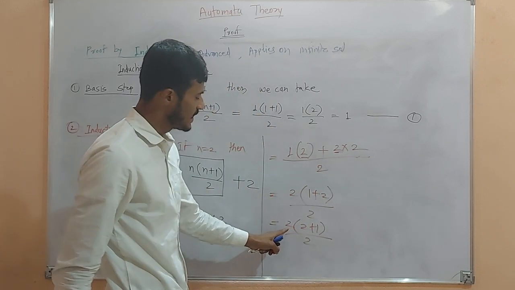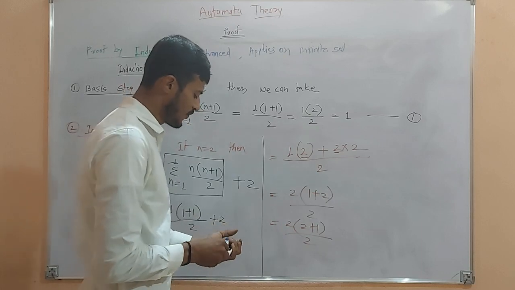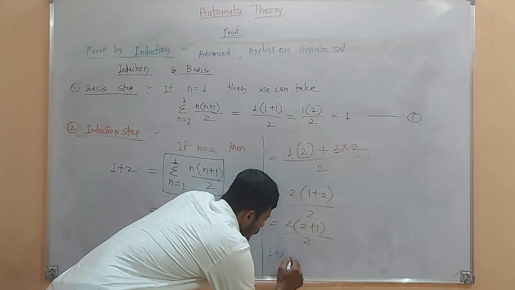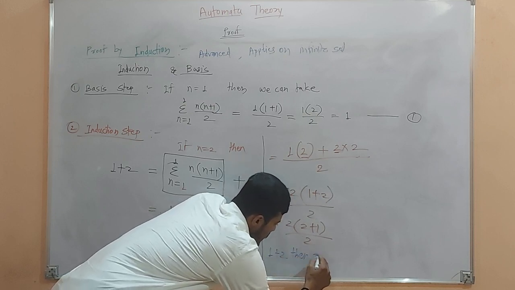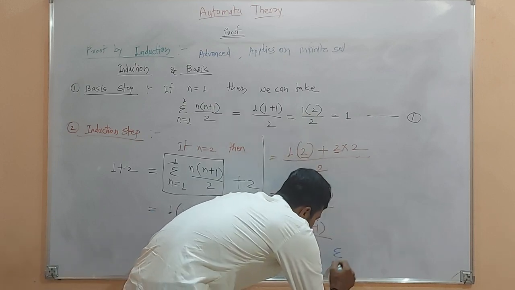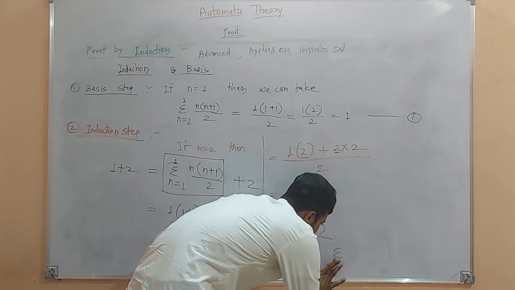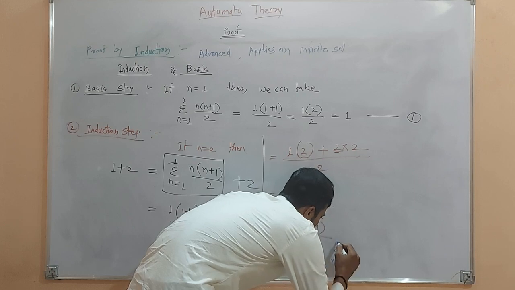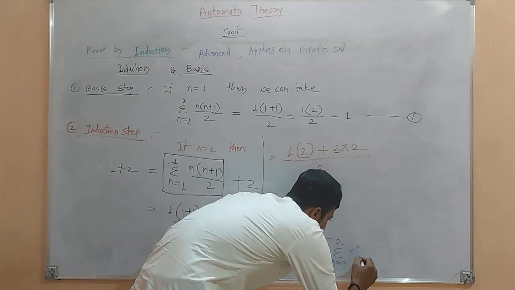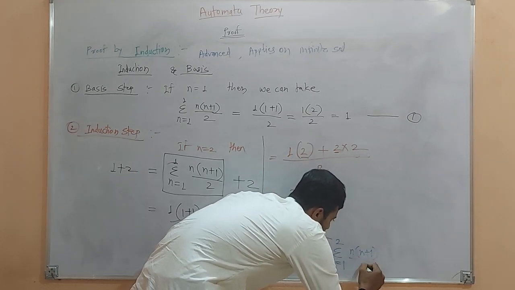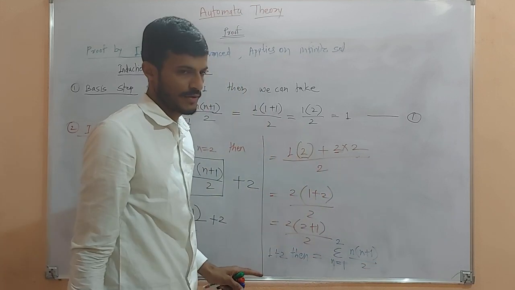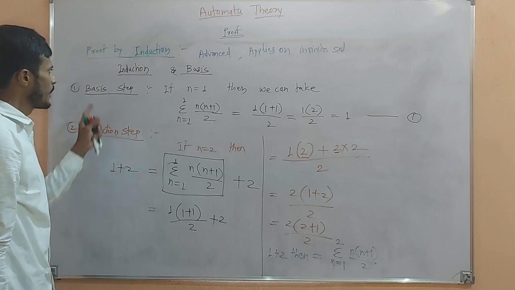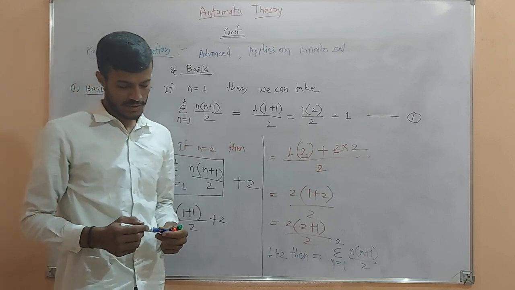So you can see this is nothing but in the form 1 plus 2, which is the same as summation n equals 1 to 2n in bracket n plus 1 divided by 2. Hence we have to do this. Okay, so that is the basic idea with respect to proof by induction.